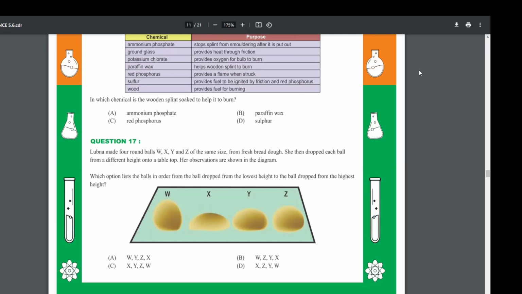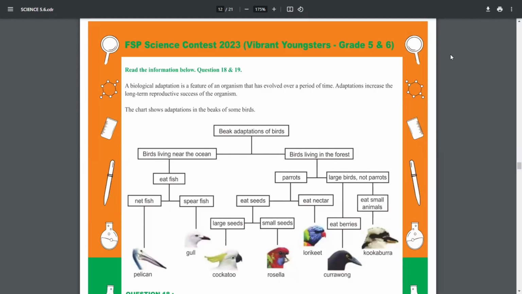The correct option is B. W, Z, Y, X. Read the information below. A biological adaptation is a feature of an organism that has evolved over a period of time. Adaptations increase the long-term reproductive success of the organism. The chart shows adaptations in the beaks of some birds.